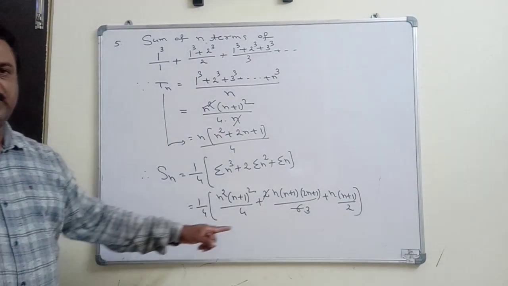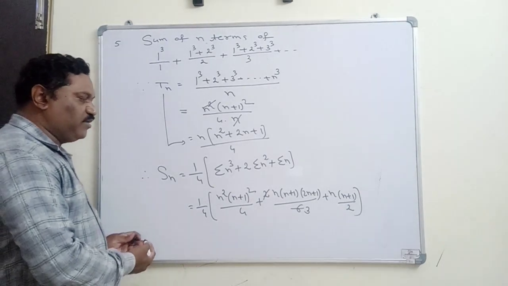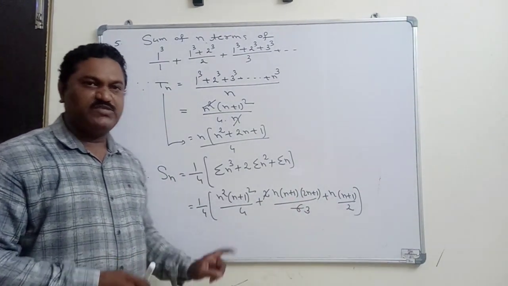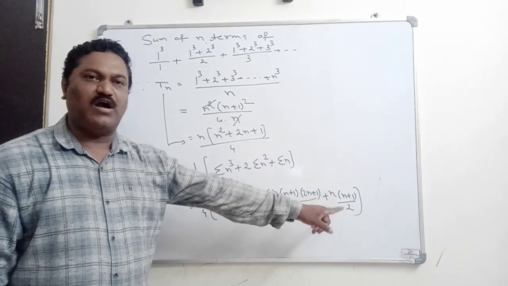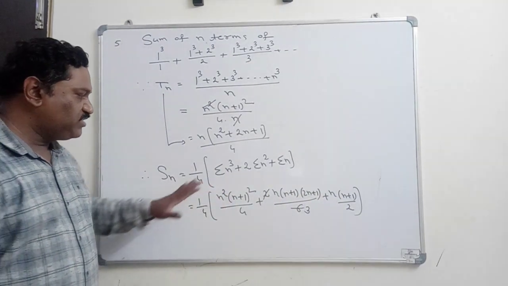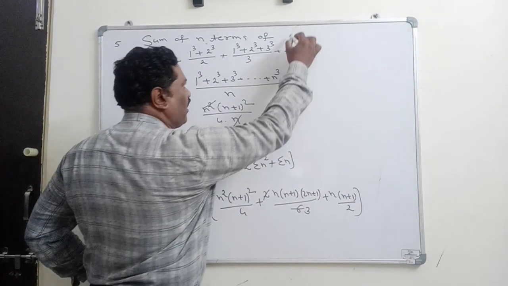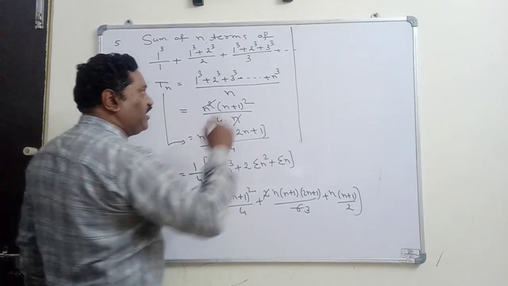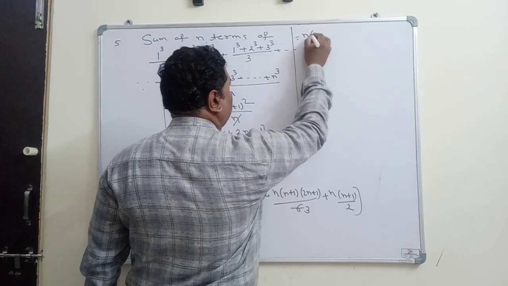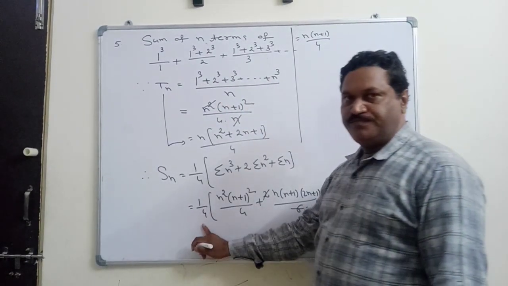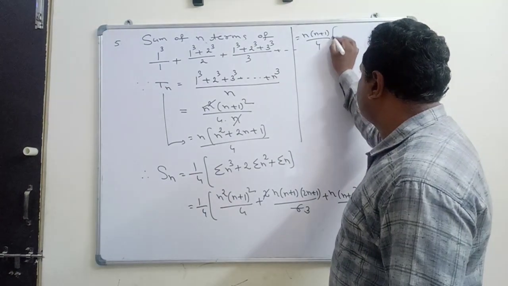Now observe all these 3 terms. From all these 3 terms, we can take n in common, as well as n plus 1 is also in common from all the 3 terms. So from these 3 terms, we will take n into (n plus 1) as the common. That I will write here. So we will take n into (n plus 1) as the common. Already here 1 by 4 is there at the outside. Now write down the remaining terms.